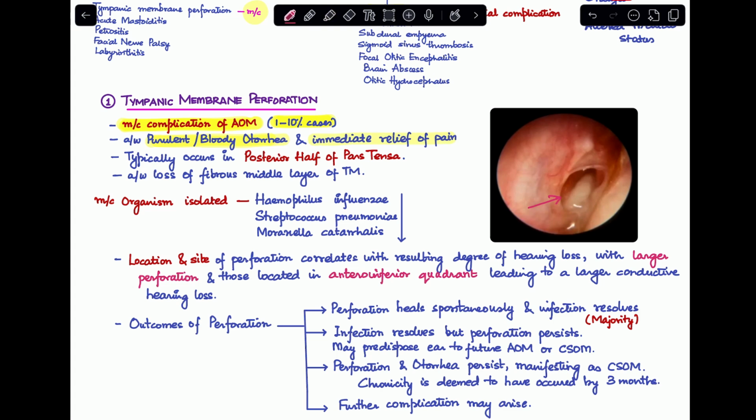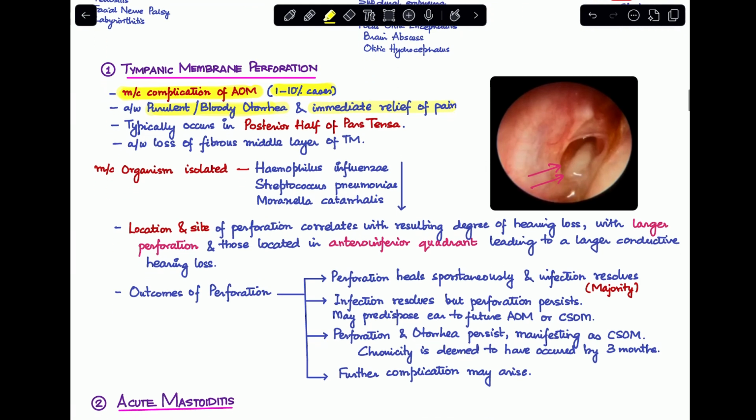If you see in the image over here, you can see there is a perforation in the antero-inferior quadrant and there is a purulent otorrhea being seen in the external auditory canal. Typically, it happens in the posterior half of the pars tensa. The most common organisms causing this, in decreasing order of frequency, are first Haemophilus influenzae, second Streptococcus pneumoniae, and third Moraxella catarrhalis.